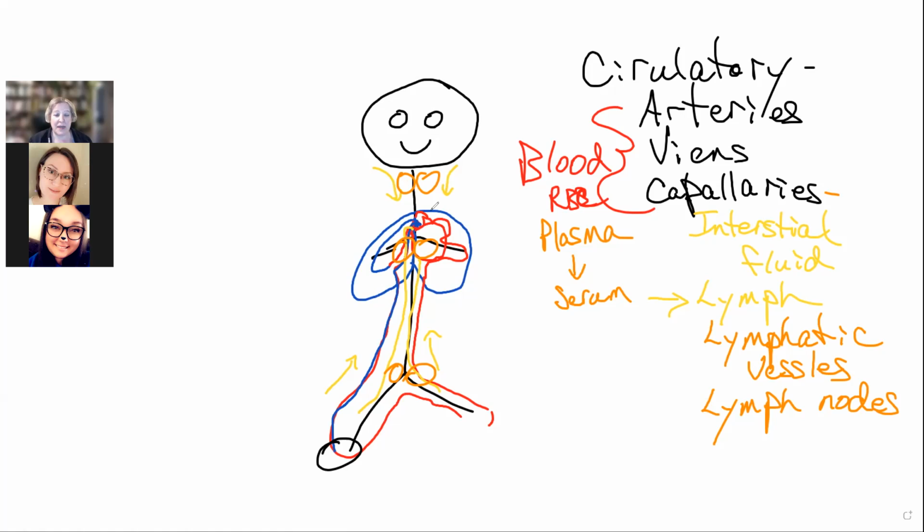And when you start getting activity in your lymph nodes, then you get swelling of your lymph nodes as cells increase. That's usually a good sign of infection, if you have swollen lymph nodes. Okay, how are we doing so far?